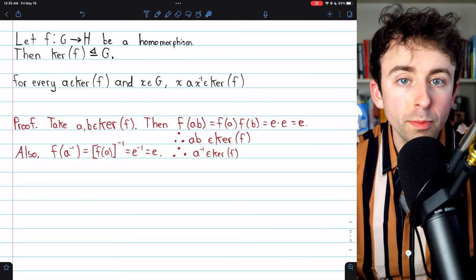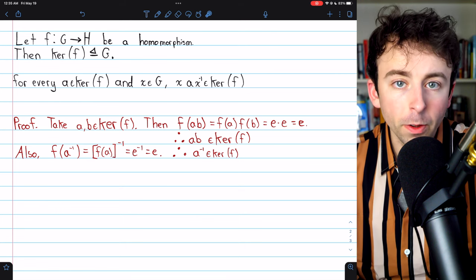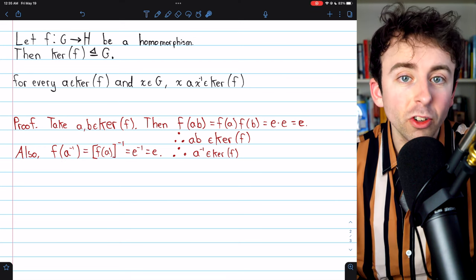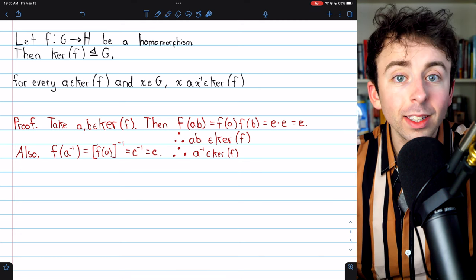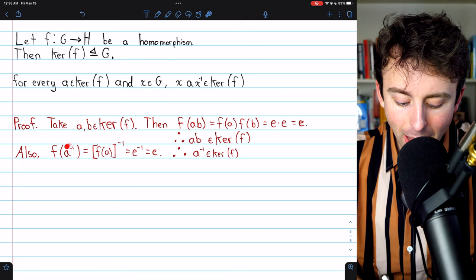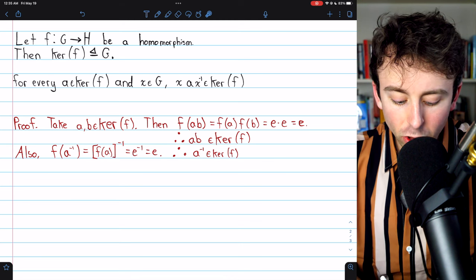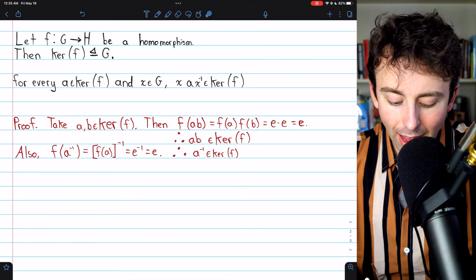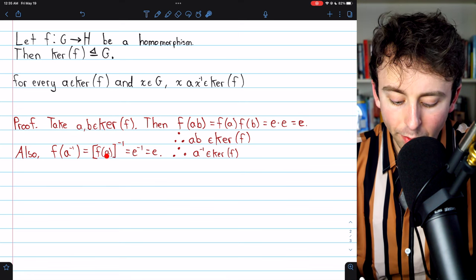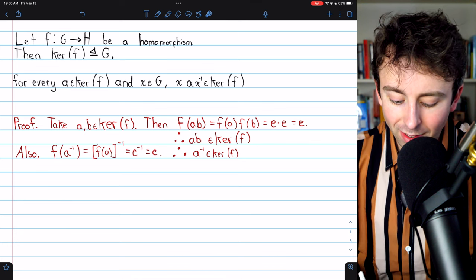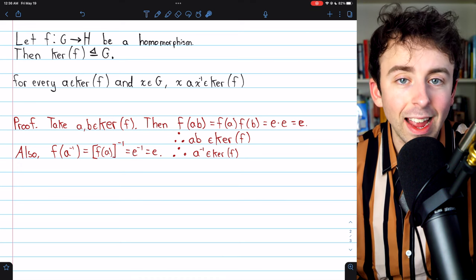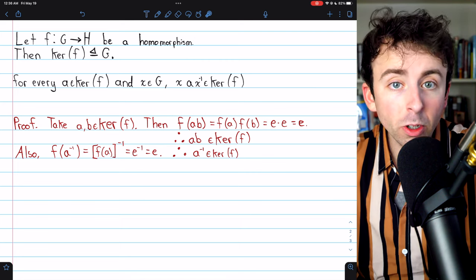Now we need to show the kernel is closed with respect to inverses. So we take this arbitrary element A from the kernel and consider F of A inverse. We need to show that F maps A inverse to the identity of H in order to establish that A inverse is in the kernel. Now, we've previously proven, link in the description, a basic property of homomorphisms is that they map inverses to inverses. So the image of the inverse of A is the inverse of the image of A. But F of A, since A is in the kernel, is the identity of H. So F of A inverse is the identity of H inverse, but the inverse of the identity is the identity. And so we see that F of A inverse is the identity, thus by definition, A inverse is an element of the kernel. So the kernel is closed with respect to products and inverses. It is a subgroup of G. Now we just need to prove that it's a normal subgroup.